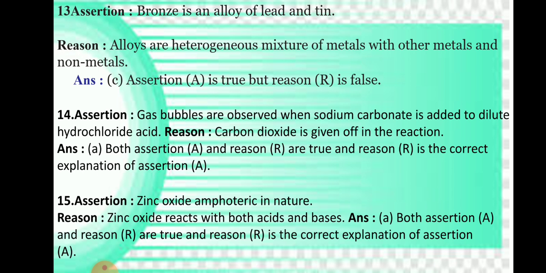Next, bronze is an alloy of lead and tin. Okay, it is correct. But R says alloys are heterogeneous mixtures of metals with metals and non-metals. So it's wrong. It is a homogeneous mixture. So A is correct and R is false.